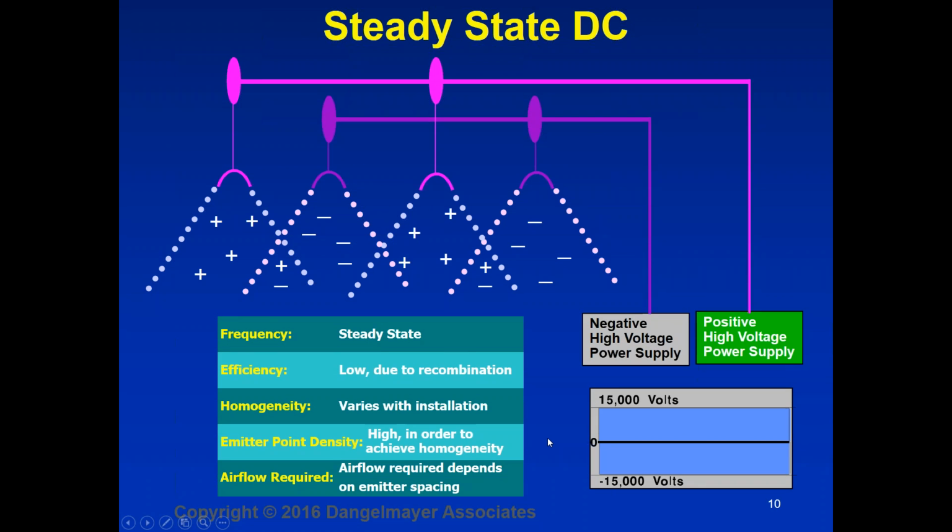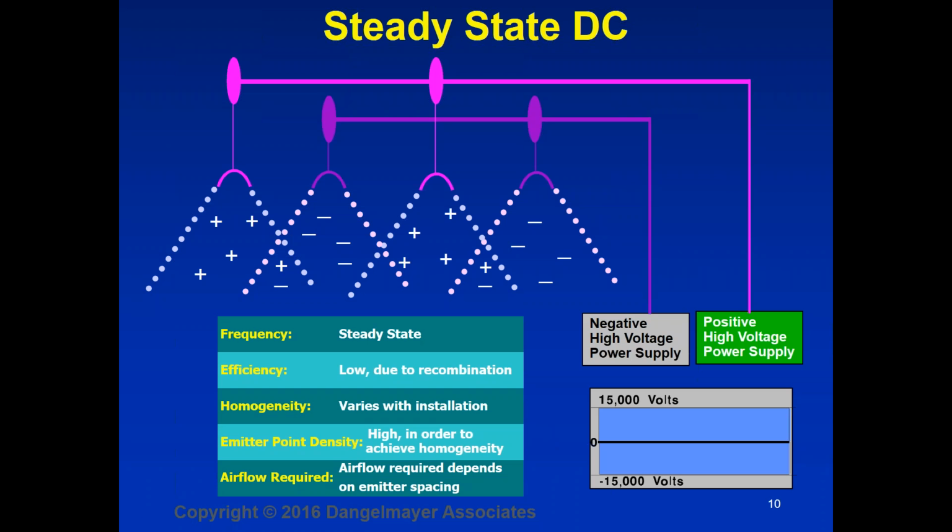Okay, this is a drawing of your steady-state DC ionizer. You may have as much as 15,000 volts applied to each polarity. We have separate negative high voltage and positive high voltage power supplies. Once again, the efficiency is very low because the emitter points have to be fairly close together. If you were to separate them by a long distance to reduce the recombination, you would wind up with hot spots where you had mostly positive ions in one area and mostly negative ions in another area. So we generally have to put the emitter points fairly close together.